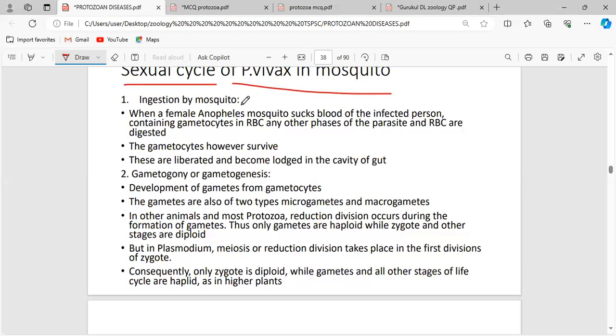Now the gametocyte will be ready in the bloodstream of the human. Now they are going to enter into the second host body, that is the mosquito. Ingestion by the mosquito. When the female Anopheles mosquito bites the infected person, the gametocytes present in the RBC will enter into the body of the mosquito.